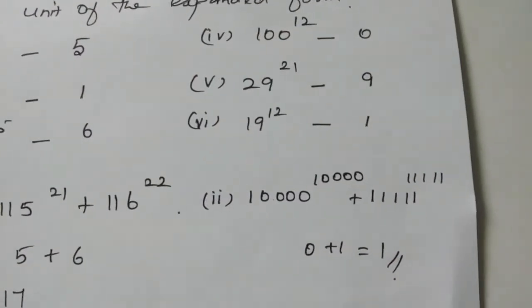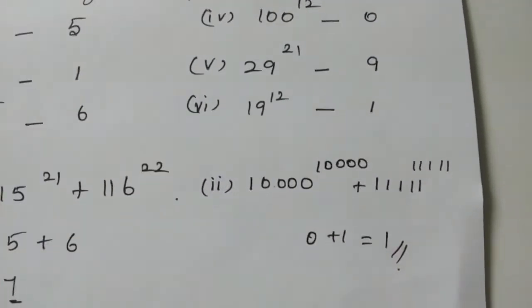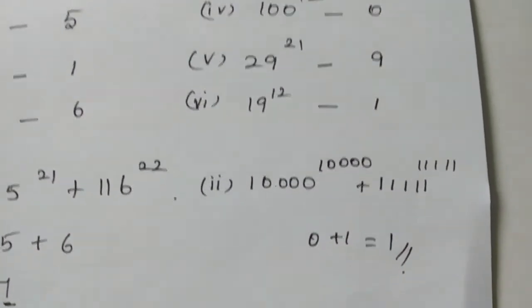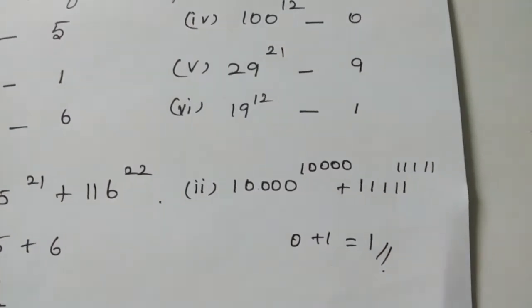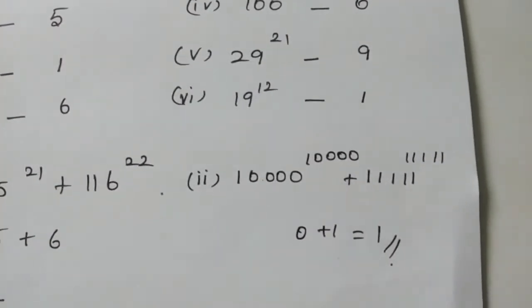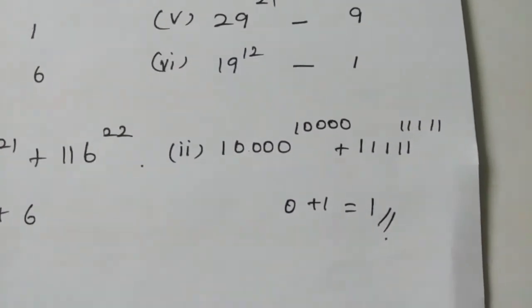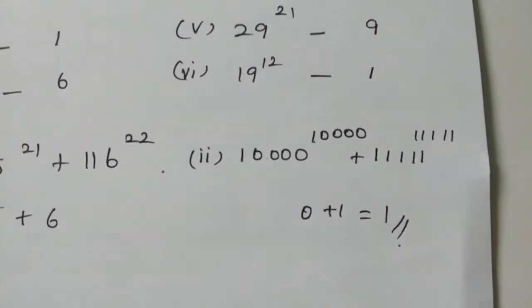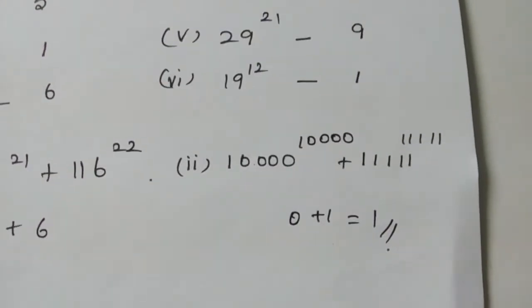For 9 and for 4 it will change. For 9 the unit place is 9, 9 power 21. The power is odd. If the power is odd, the answer will be the same, 9. Is it clear? Then the last question is 19 power 12. That means the power is even. For 9, when the power is even, you will get the answer to be 1.